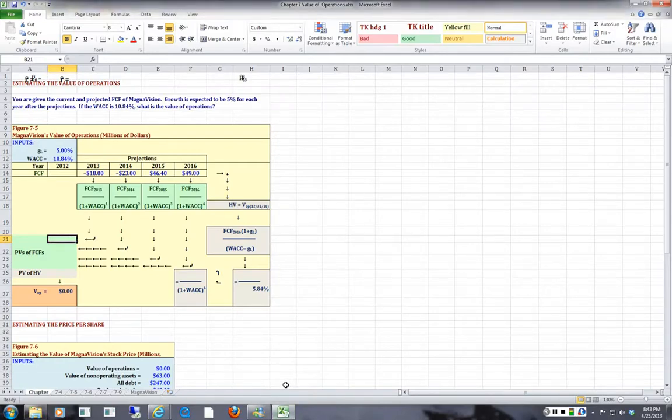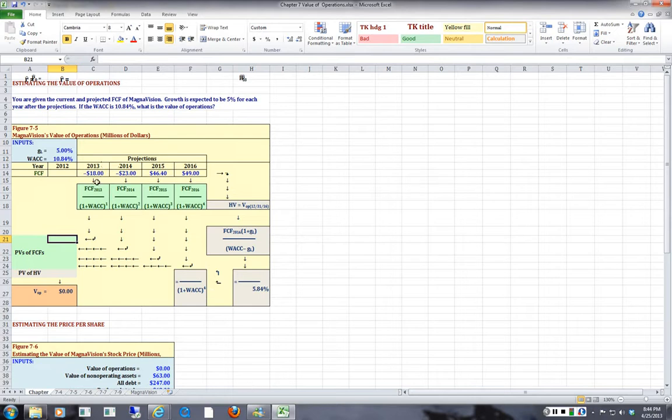In our last class in MBA540, we talked about coming up with the value of operations by taking the free cash flow, projecting that out into the future, and then taking the present value of all those future cash flows, discounting them based upon the weighted average cost of capital to come up with the present value of that firm. So we've got this here.